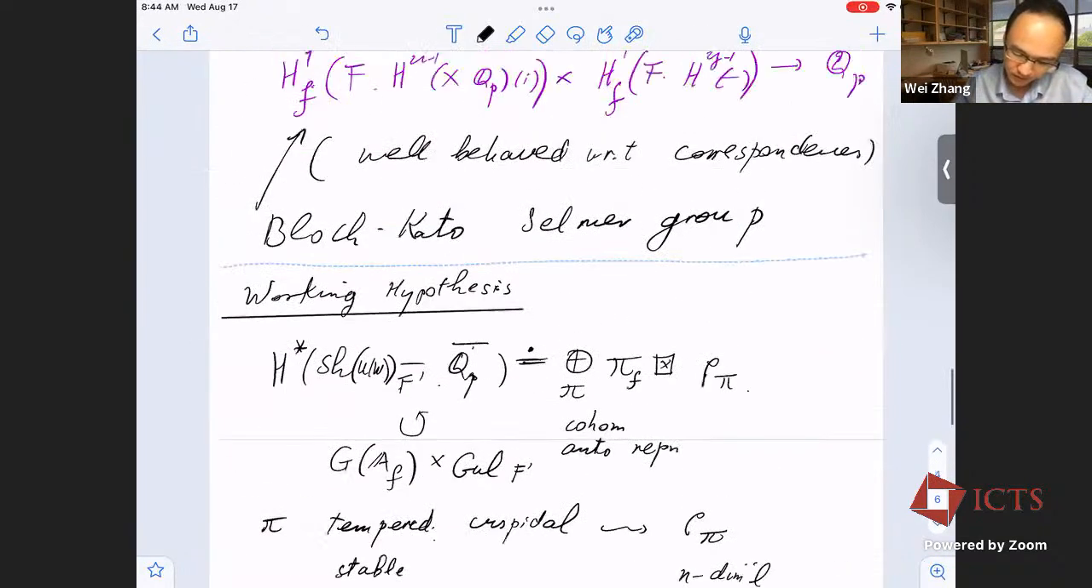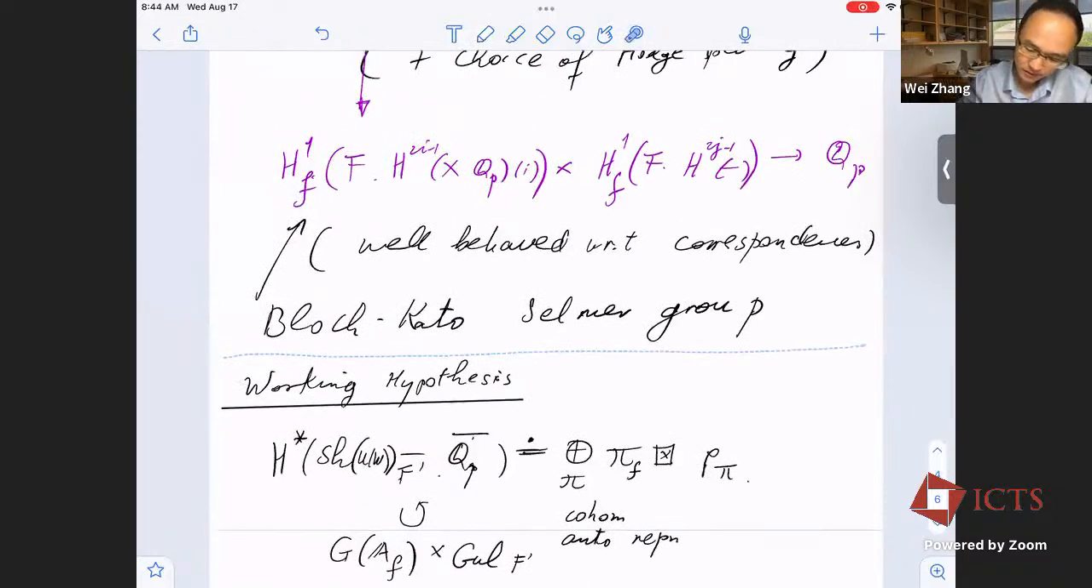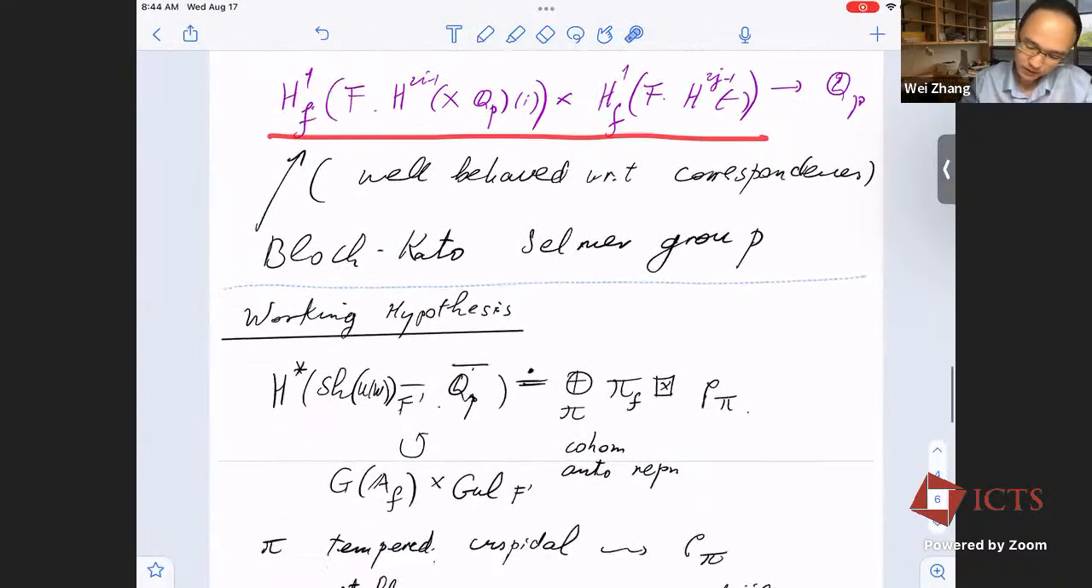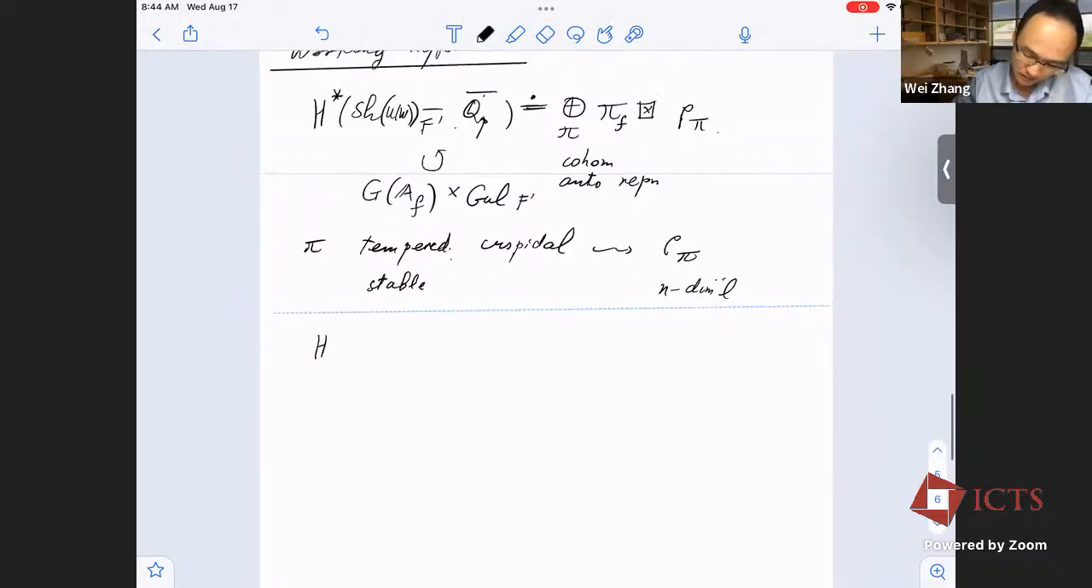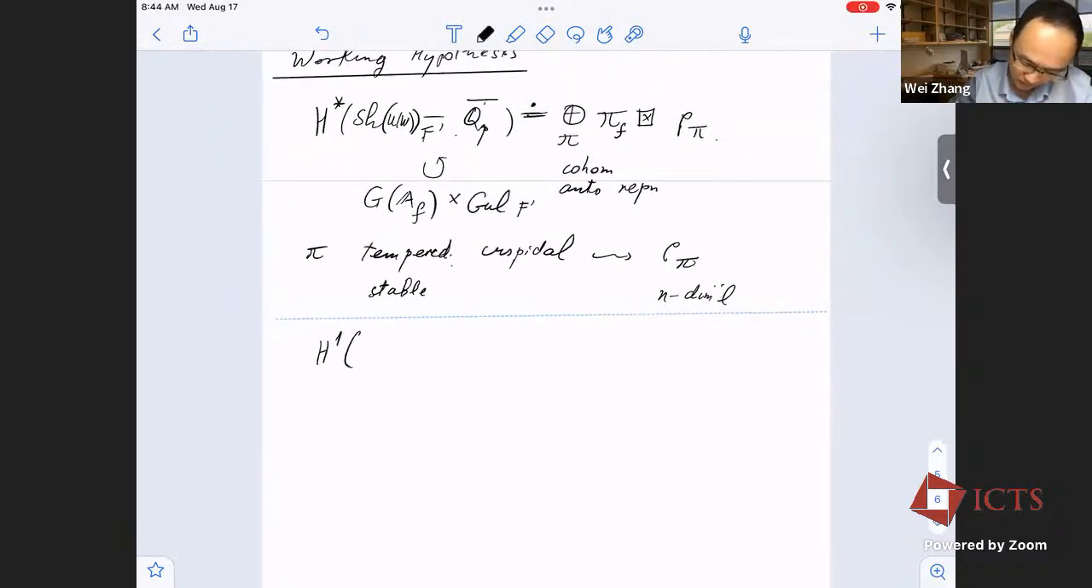So from here, if I consider the Selmer group, I get a decomposition. So I can decompose, if you look at a certain degree, H1, of the cohomology.